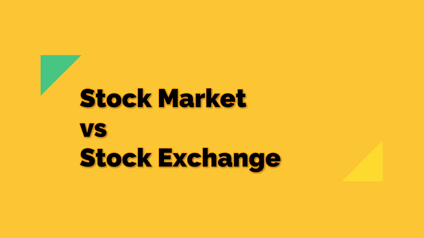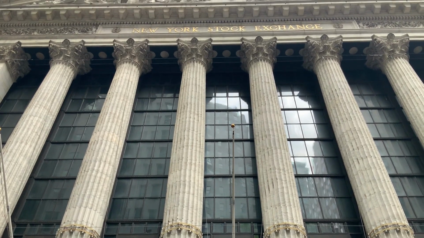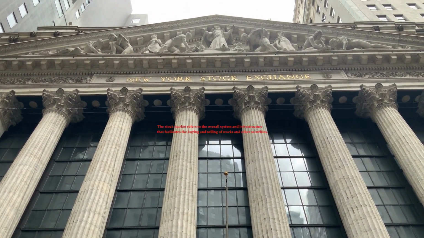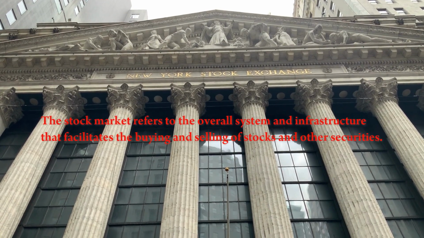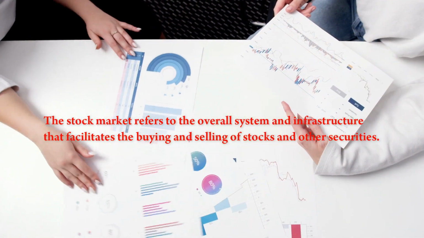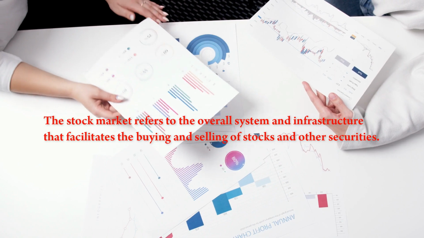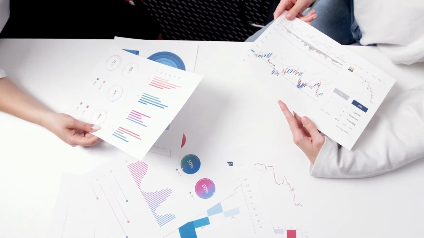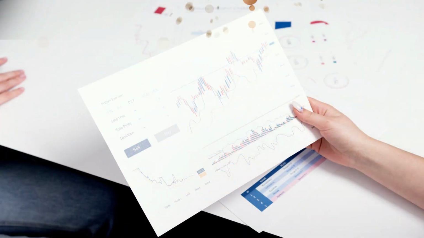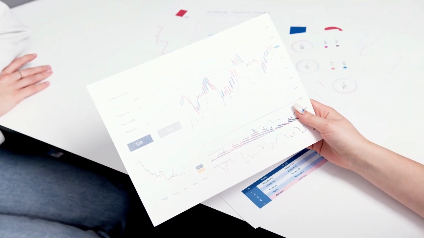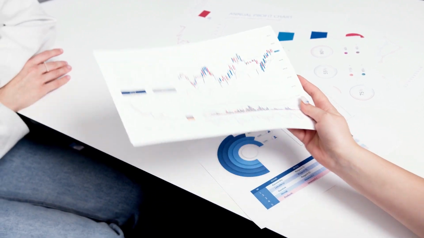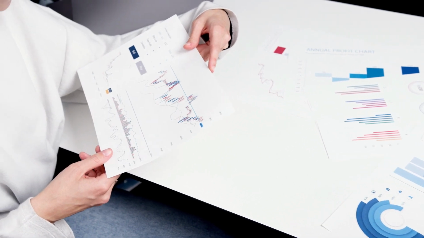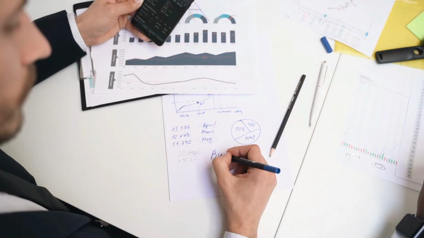Stock market versus stock exchange. The stock market and stock exchange are related concepts, but they are not interchangeable. The stock market refers to the overall system and infrastructure that facilitates the buying and selling of stocks and other securities. It includes all the different types of exchanges, trading platforms, and other entities involved in the stock market. The stock market is a broad term that encompasses the entire network of buyers, sellers, brokers, and traders involved in the buying and selling of securities.